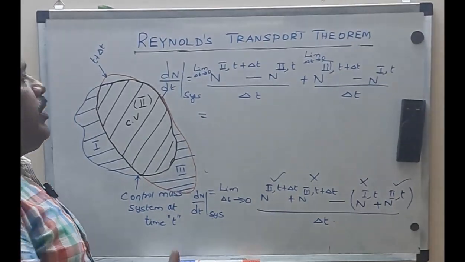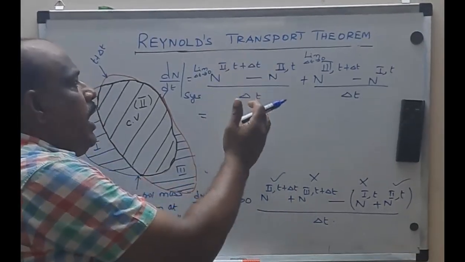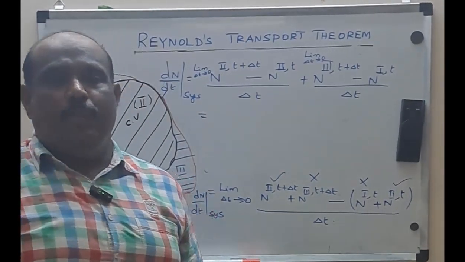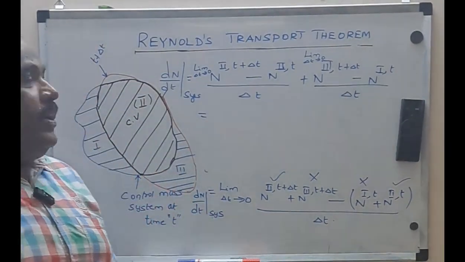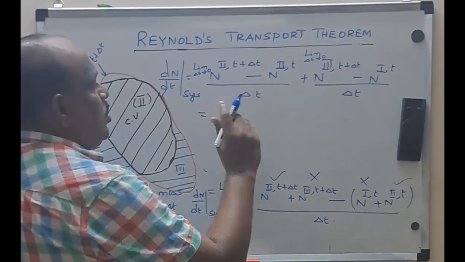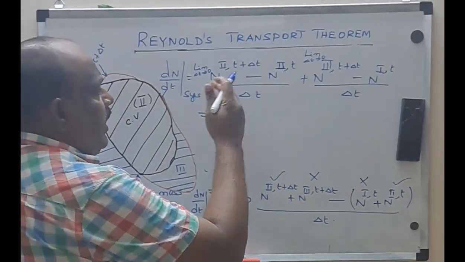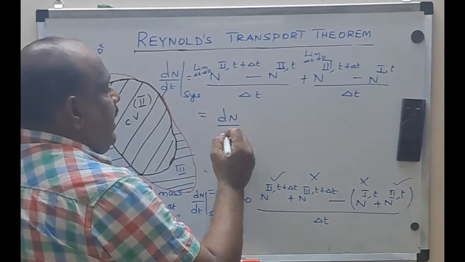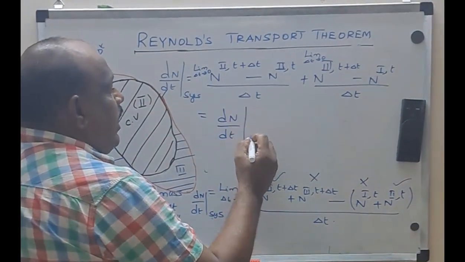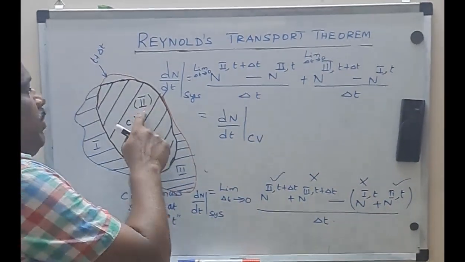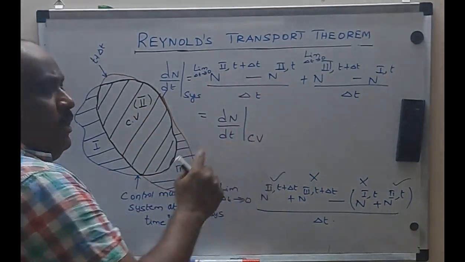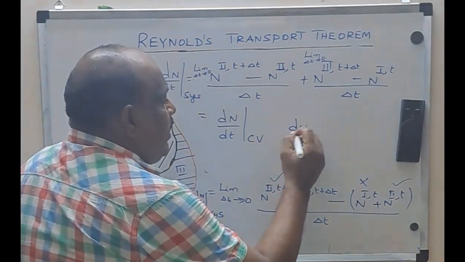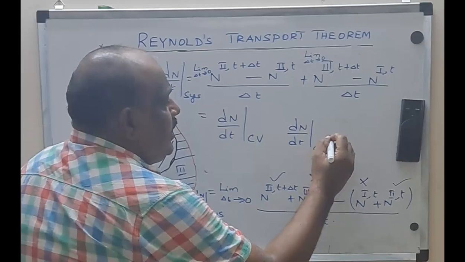Okay, fine. Now we can see this term is in the difference form. I am going to put it back in the differential form. So how can I write it? I can write dN by dt of the control volume. Why is it control volume? Because the domain is 2. 2 means control volume. So otherwise I can turn it like this. If I write dN by dt of the control volume, how will I write this one?